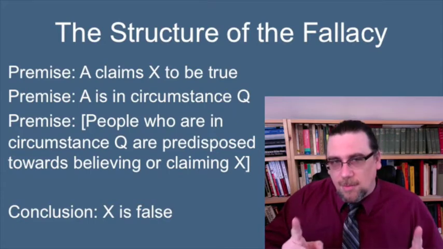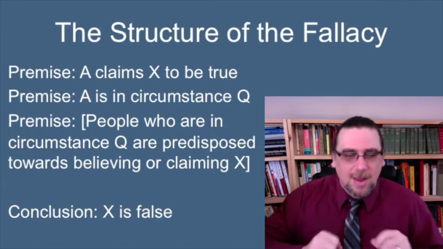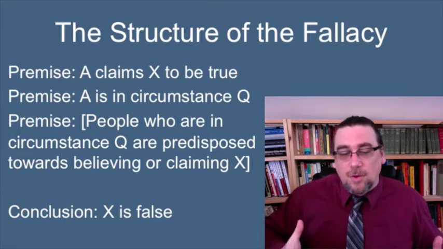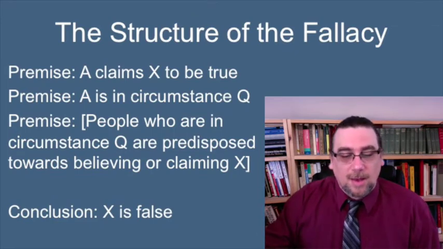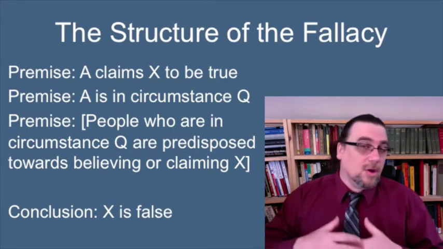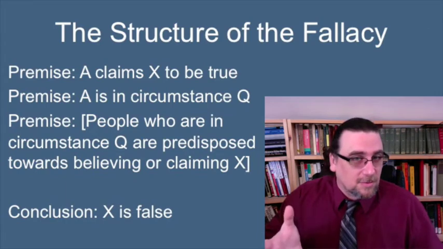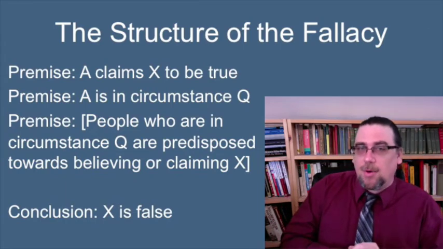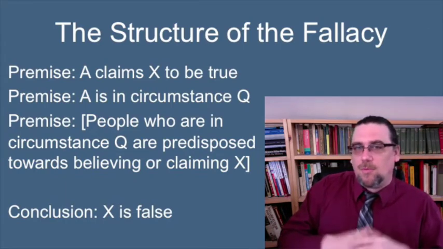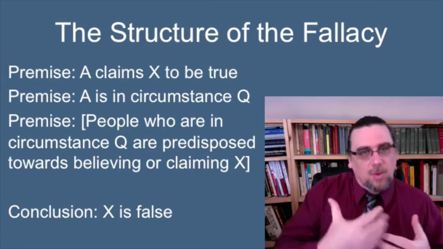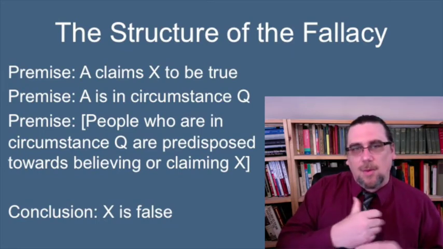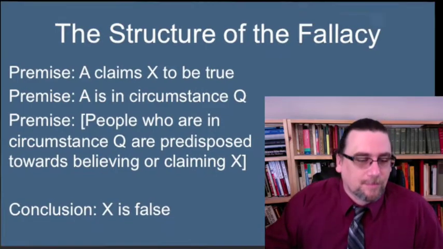And here's the hidden premise. Here's the thing that everything turns on. People who are in circumstance Q are predisposed towards believing or claiming X when X is not true. And the conclusion then is X is false. So because a person has some sort of reason for believing or putting forth a claim, we say we're not going to believe it, it's no good.